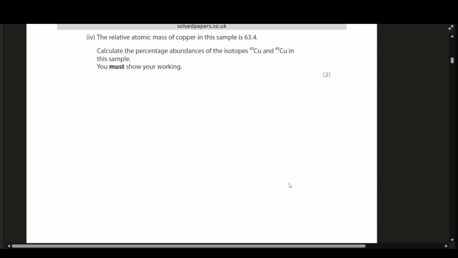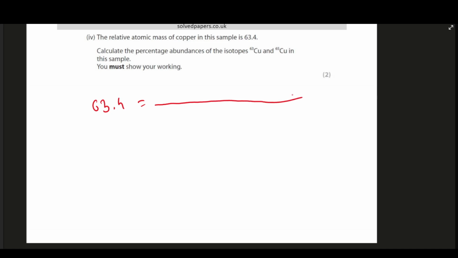They have provided you the relative atomic mass, right? How do you find the relative atomic mass? You basically multiply the percentage abundance with the mass numbers, isn't it? Now you don't know the percentage abundances, right? You are supposed to find it, isn't it?